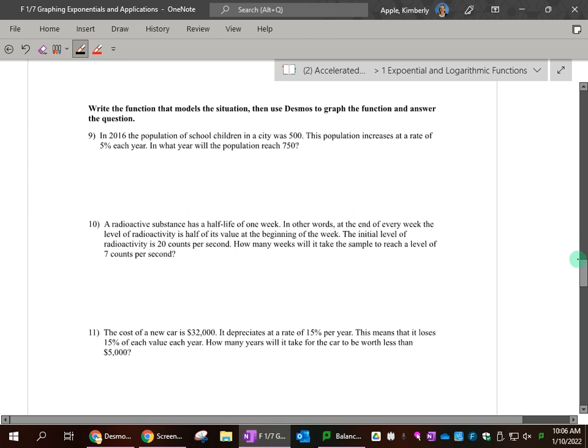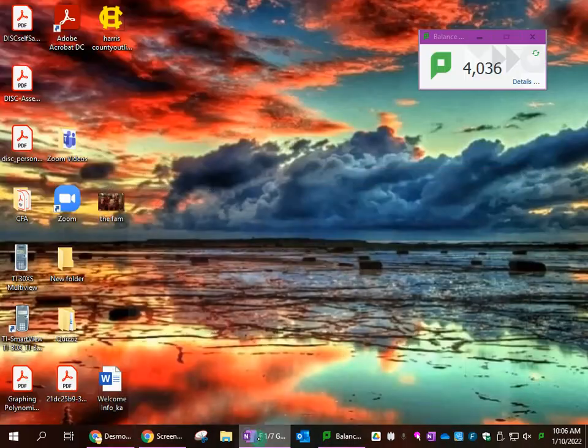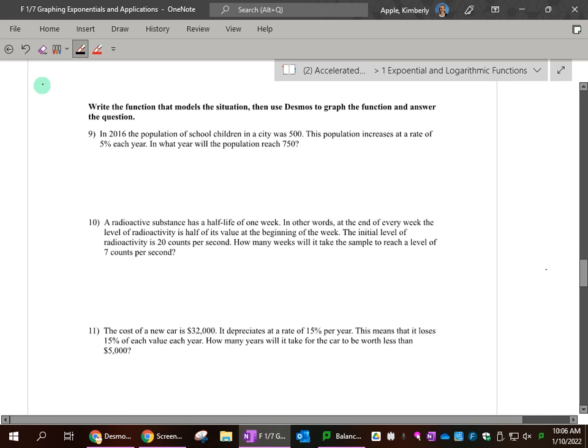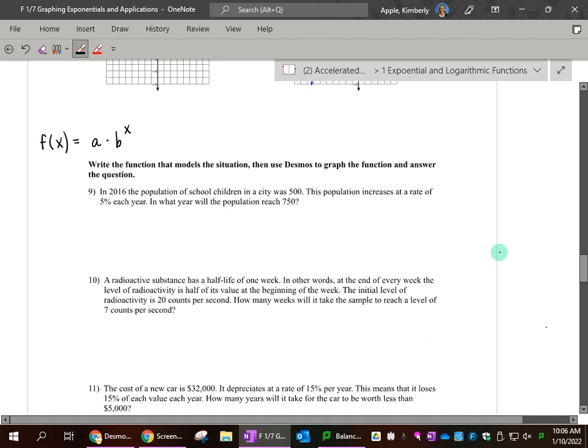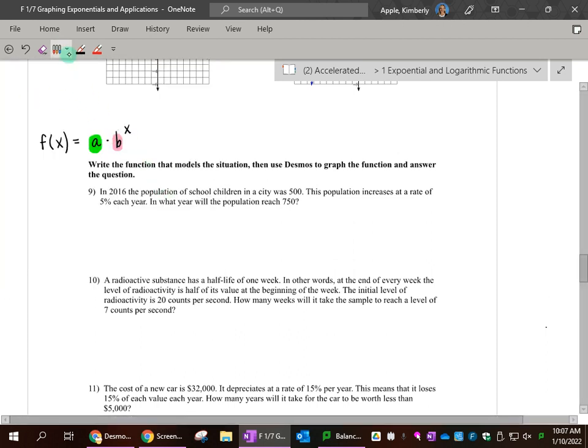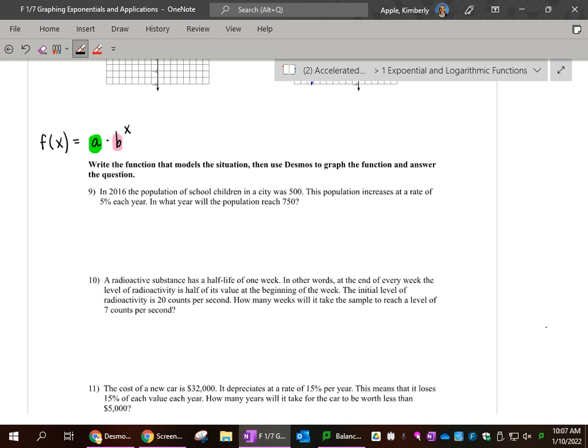So the first thing I want to make sure you write down in your notes. Hold on. That's okay. Here we go. For the word problems, we're just going to abbreviate the basic exponential function to a times b to the x. We're not going to really deal with c and d in these right now. So we're just going to deal with the a, the b, and the x. We're only going to need to find two values to work these out, and that's the a and the b. The x stays the x, okay?